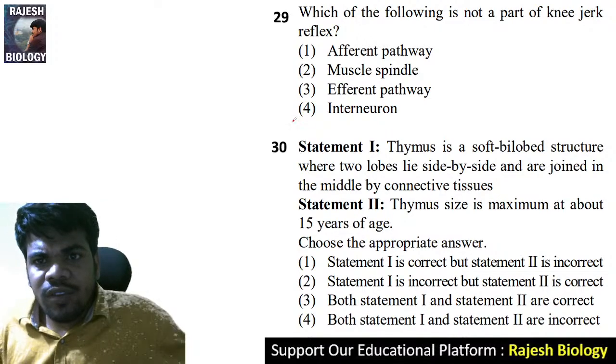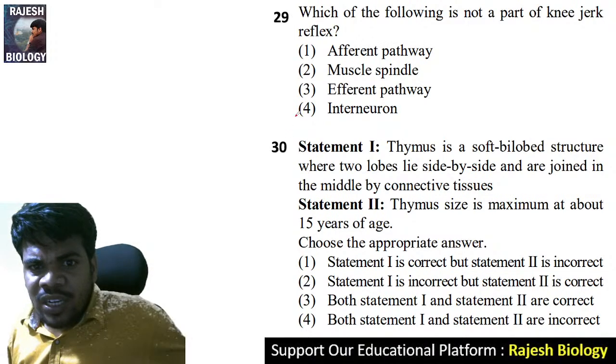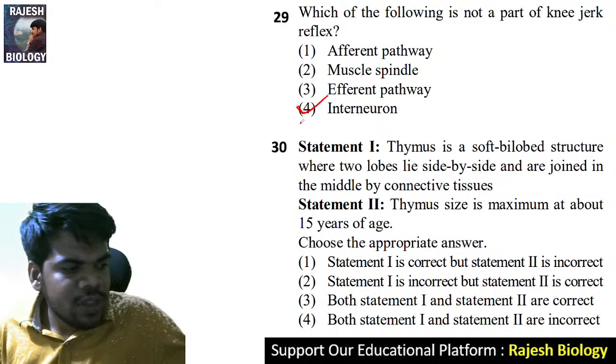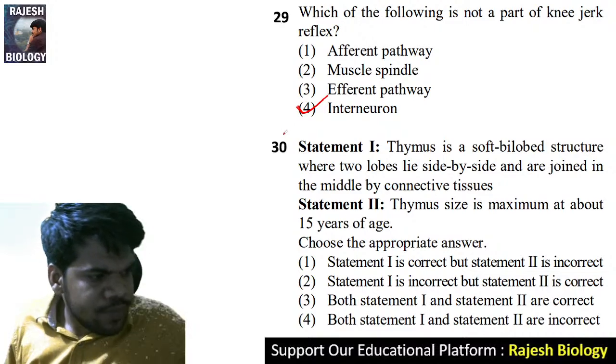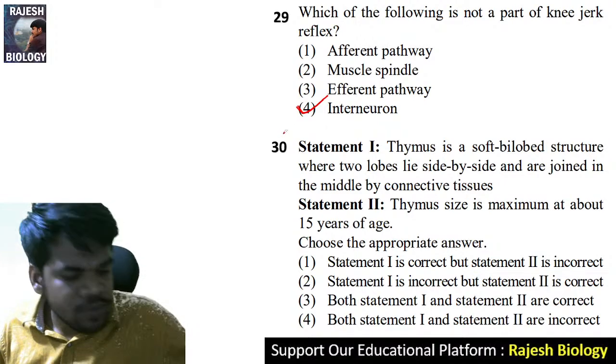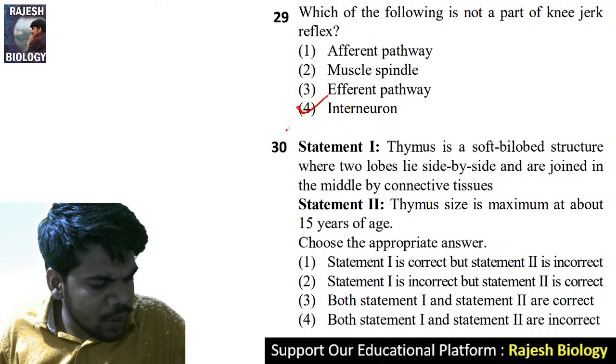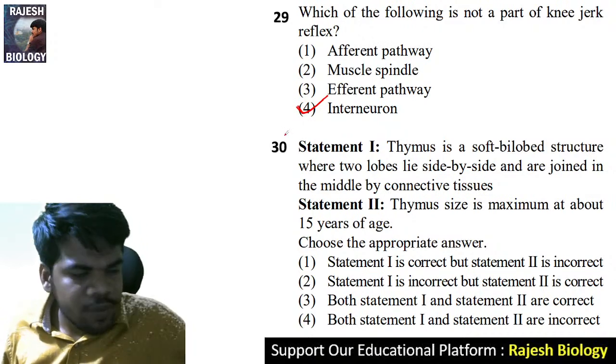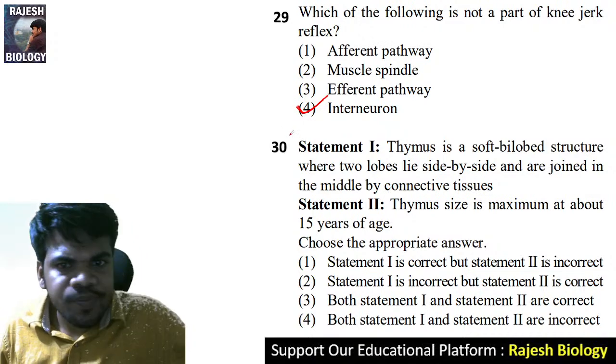Like that. Which of the following is not a part of knee-jerk reflex? Interneuron is not a part. Very good. 29-4. Praveen and Sambashiva. Sudhakar. Very good. Come to the 30th question.